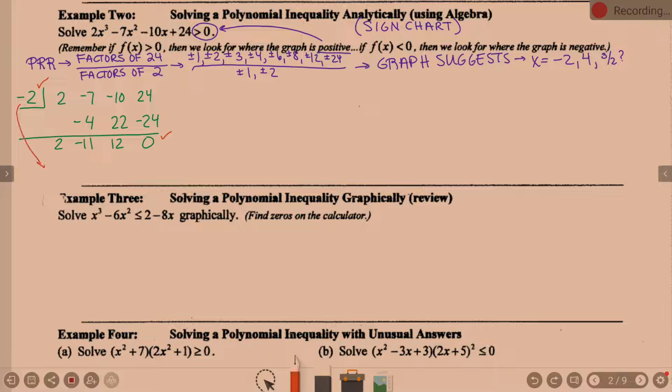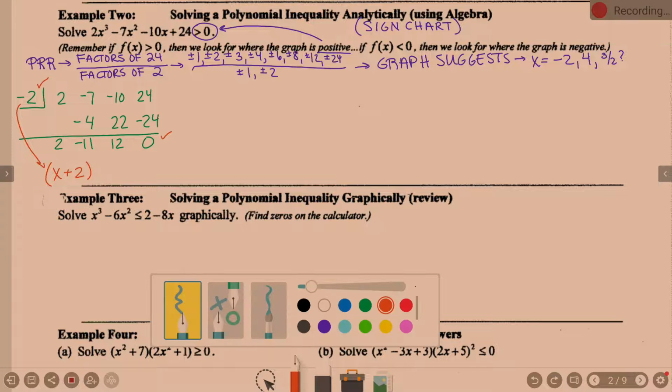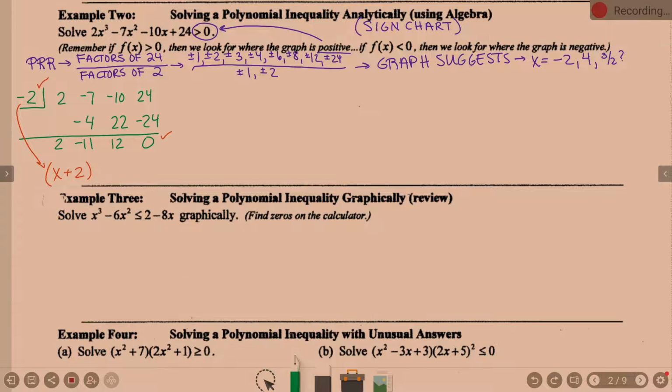We know one of our factors is x plus 2, right? Because that's what we're trying to do, is we're trying to factor this all down. And we know one of our factors is going to be x minus -2, which is x plus 2. Now what? Now we're going to try 4. What's the trick with 4?